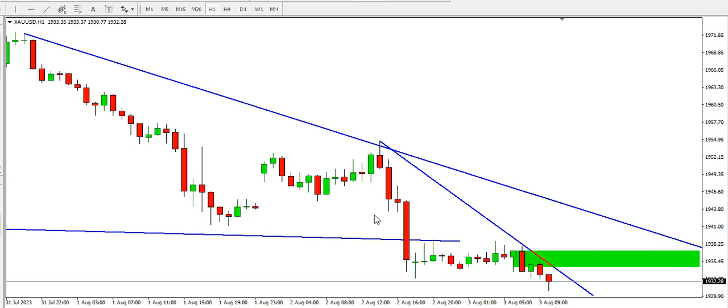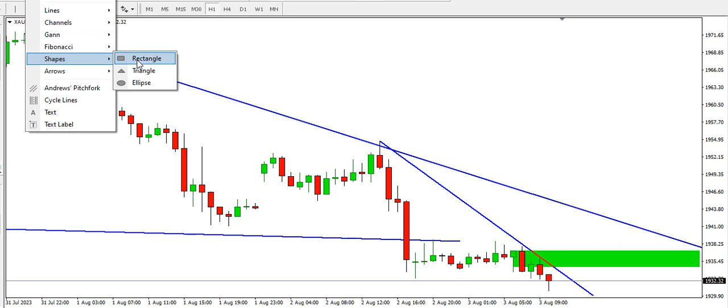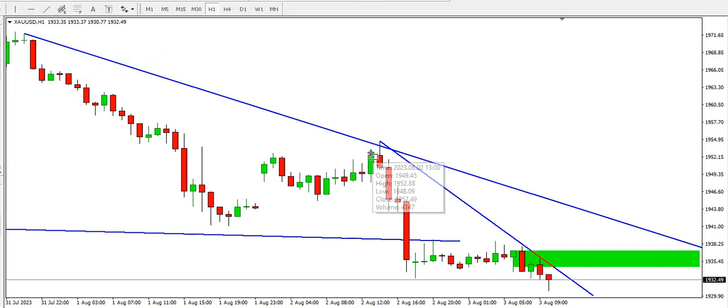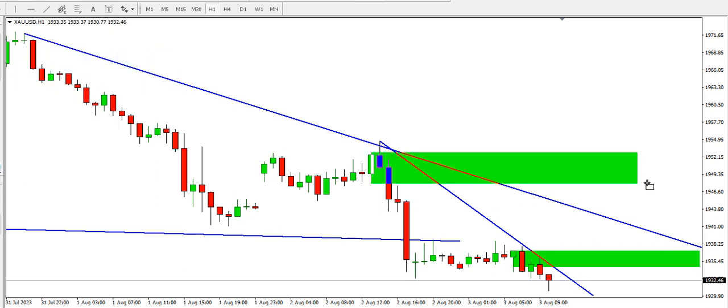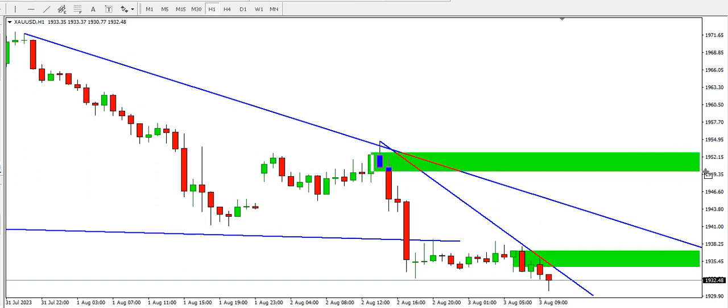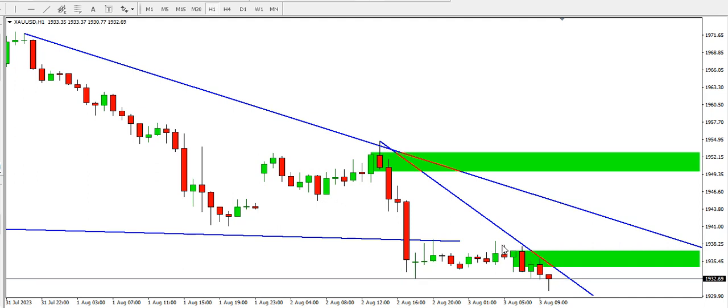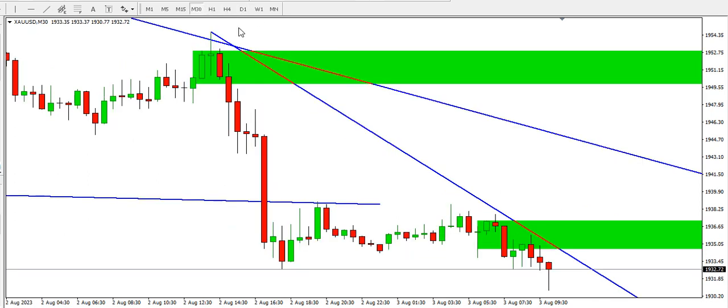And another supply zone coincides with this particular order block around here. So for now the direction is bearish. We have a high, a low, a lower high, a higher low, a higher high, then a lower low, lower high, lower low. So the overall trend is bearish for gold on the 1-hour time frame.